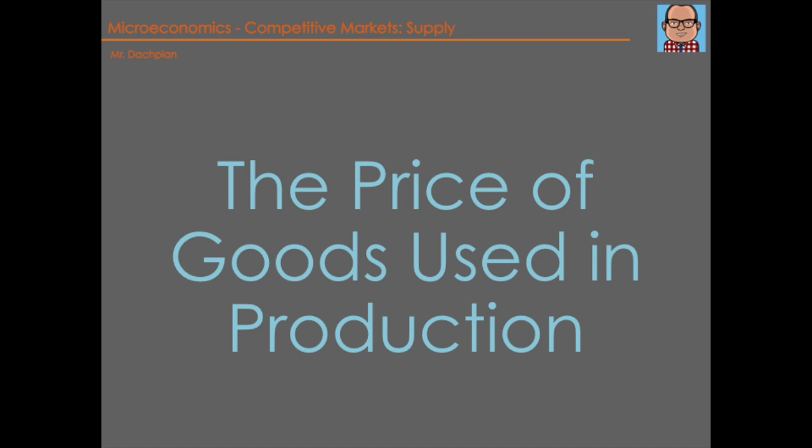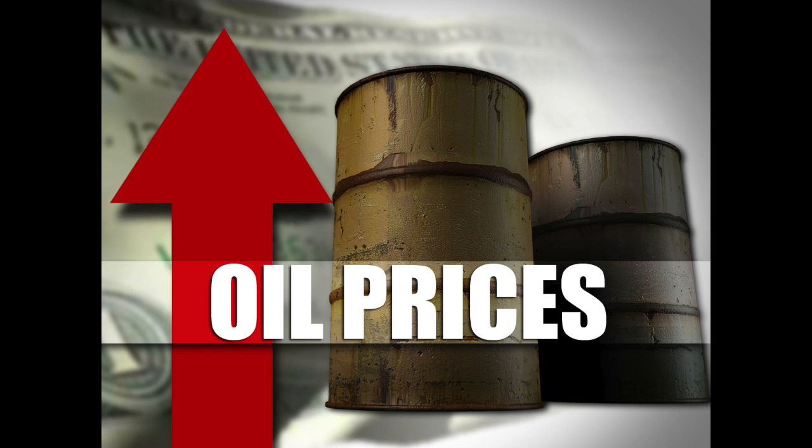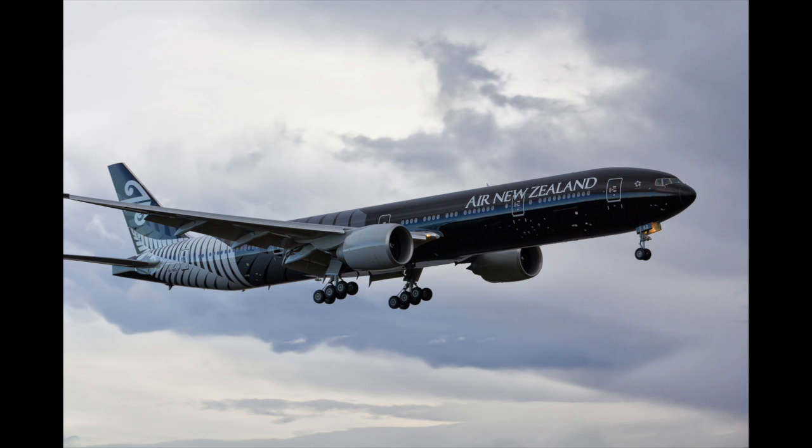The price of goods used in production. More expensive inputs, such as raw materials, land, and capital, increase the cost of production of goods and services, and may force the firm to sell less at a given price. For example, when oil and gasoline prices increase, some airlines choose to cut back on the number of flights on certain routes.